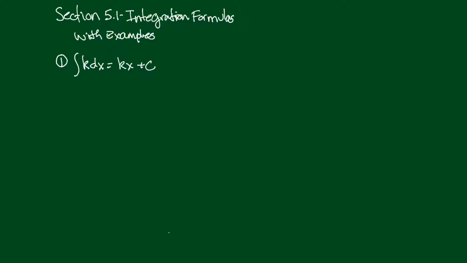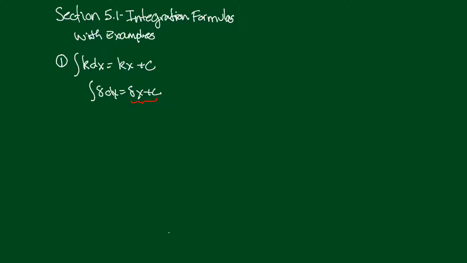Here's a simple example. Suppose we have the constant of, say, 8 dx. What does this say to do here? If you anti-differentiate k with respect to x, you get k multiplied by x. So we have an 8 as our k, so we're going to get 8x plus c.